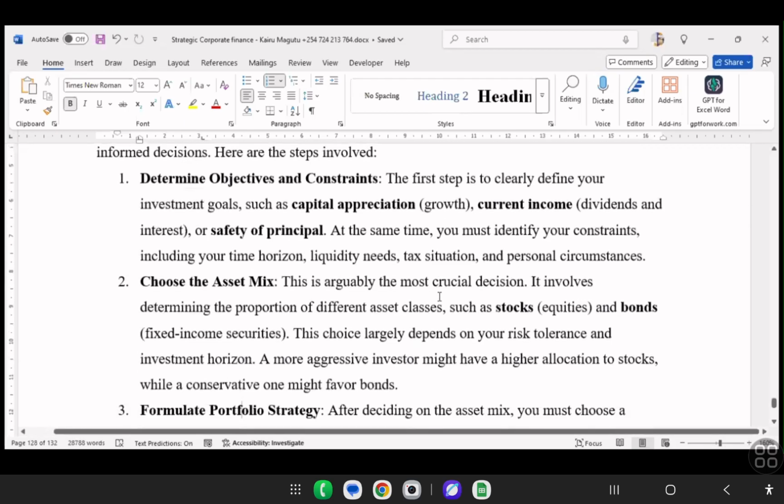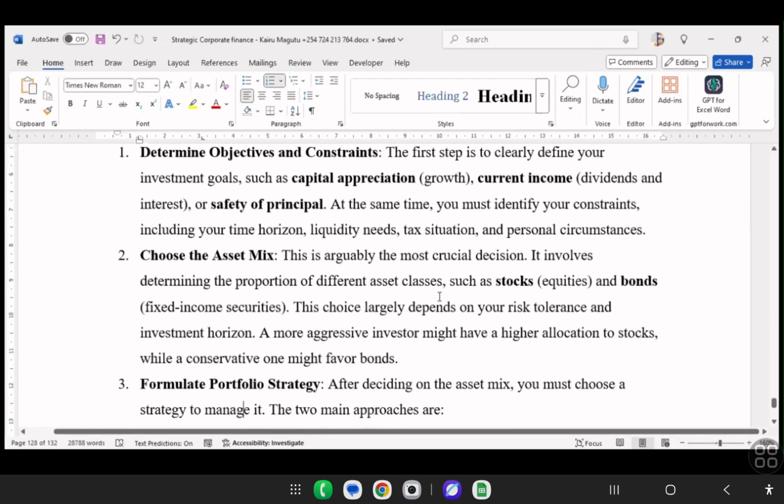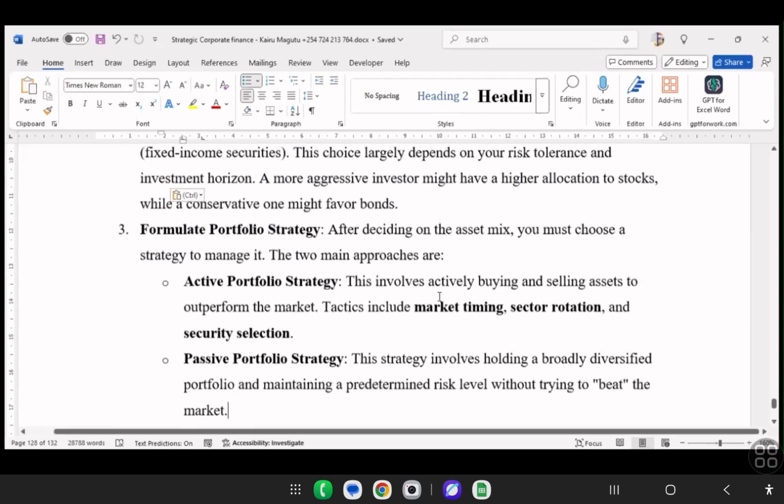Then number two, choose the asset mix. What do you want to include in your portfolio? This is arguably the most crucial decision. It involves determining the proportion of the different asset classes, such as stock, that is equities, and bond. This choice largely depends on your risk tolerance and investment horizon. A more aggressive investor might have a higher allocation to stock, while a conservative one might favor the bonds because of the risk factor.